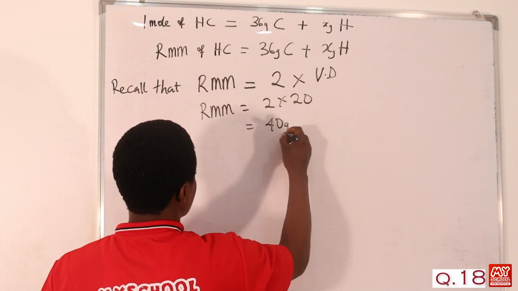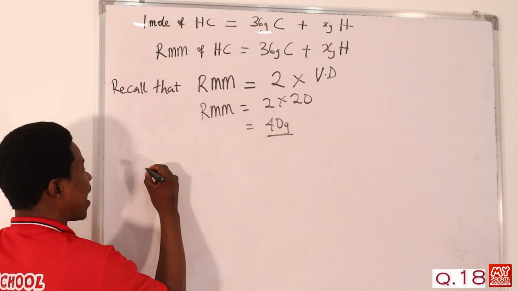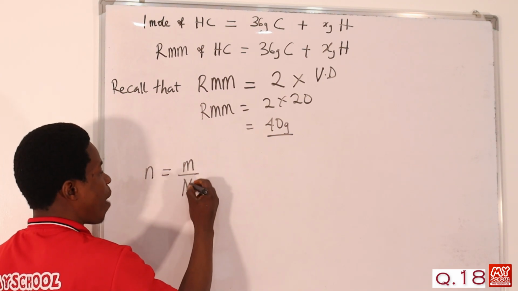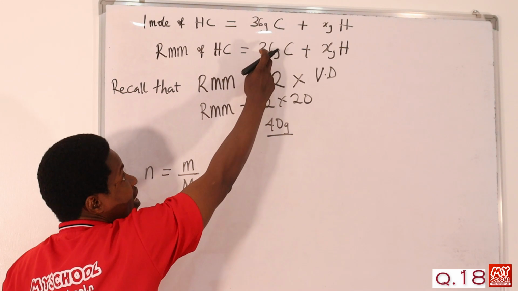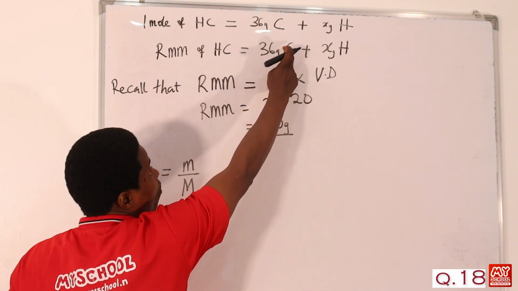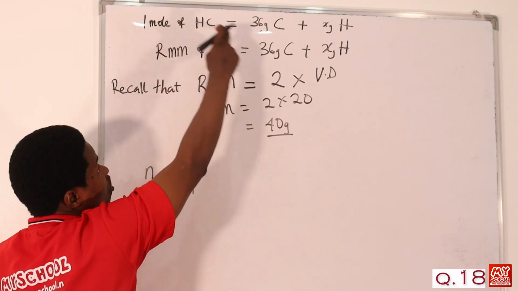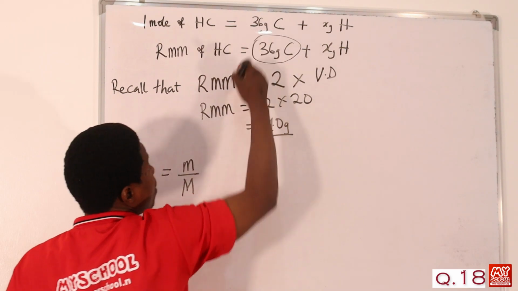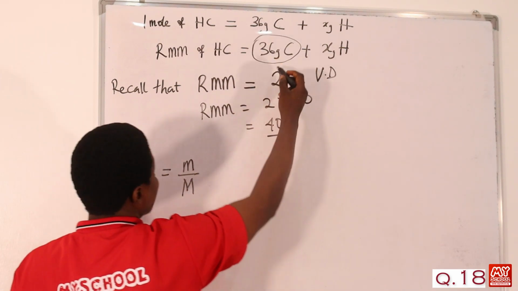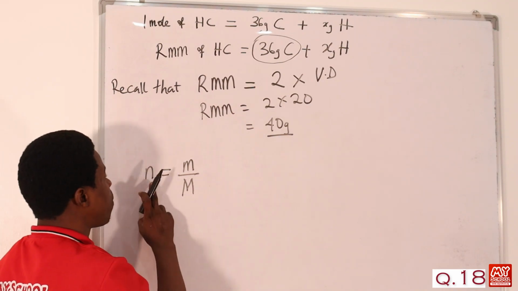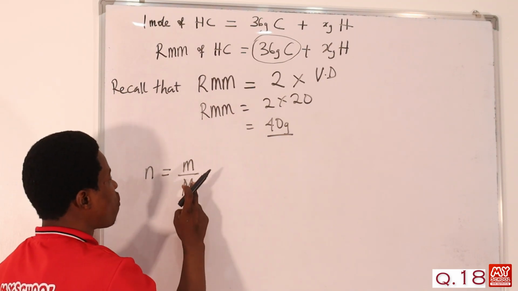40 grams. But don't forget that number of moles is equal to mass over what? Molar mass. What we're given here was the mass of the carbon, but we are talking about moles. So we have to get the number of moles of this, and then subtract from the total one, and then we get what we have there. So number of moles is equal to mass over molar mass.